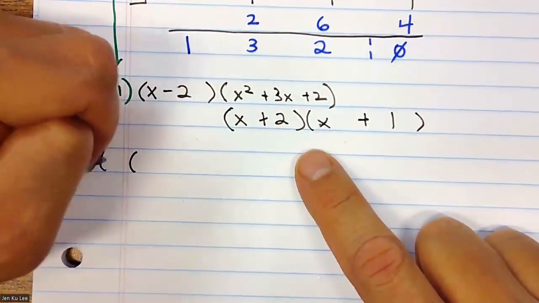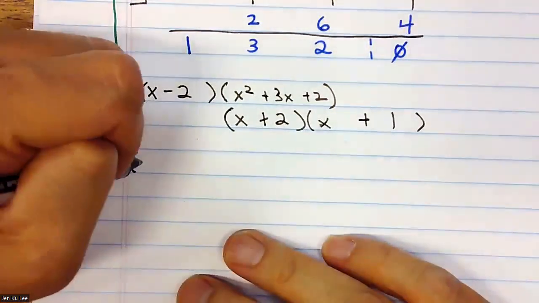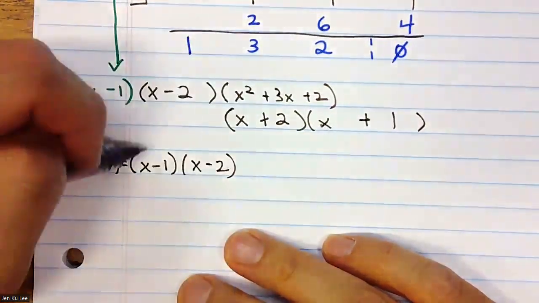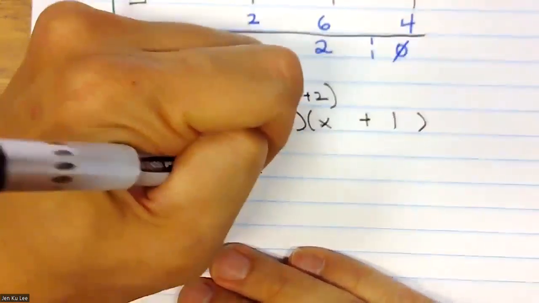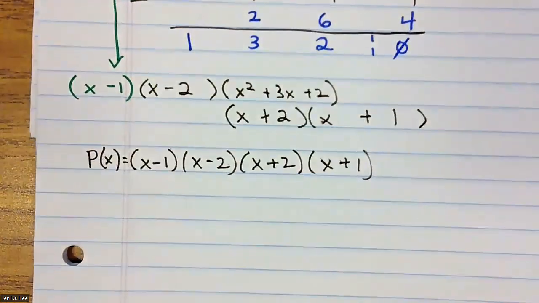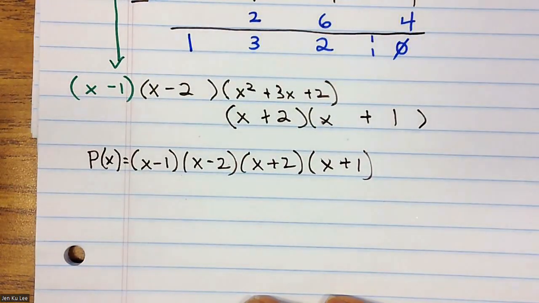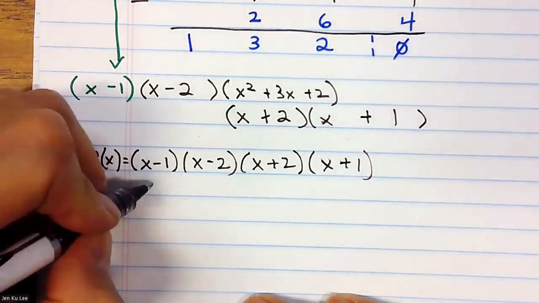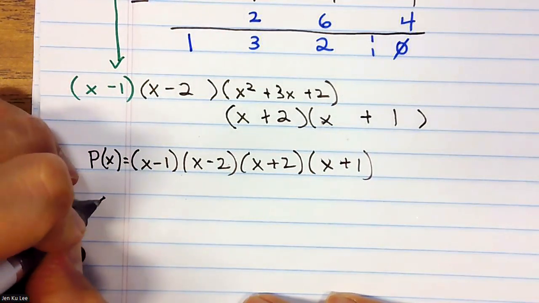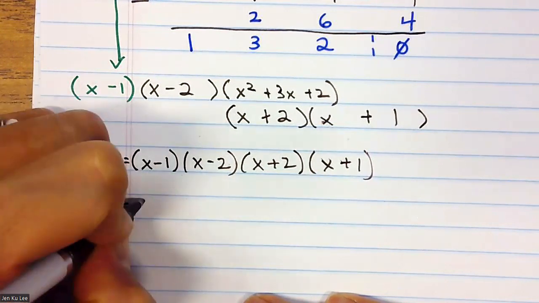And then that's my factored form. My factored form, P of x equals x minus 1 times x minus 2, these two guys here, times x plus 2 times x plus 1. Okay? That makes sense? Pretty simple. So we got to find our zeros. Finding our zeros means making P of x equal to 0.